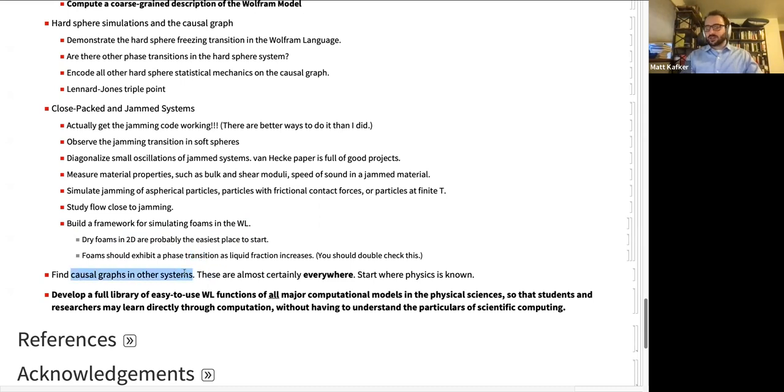Causal graphs in other systems, and I promise I'm almost done. I'm sorry that I'm going so over time. I've enjoyed this conversation. It's been really fun.